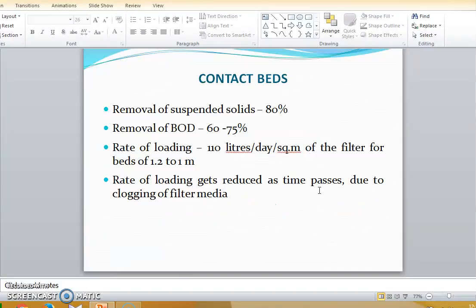The advantages are that these contact beds remove 80% of suspended solids and 60 to 75% of BOD, and the rate of loading is 110 liters per day per square meter of the filter for a bed of depth 1.2 to 1 meter. And as time passes, the rate of loading gets reduced due to the clogging of filter media.